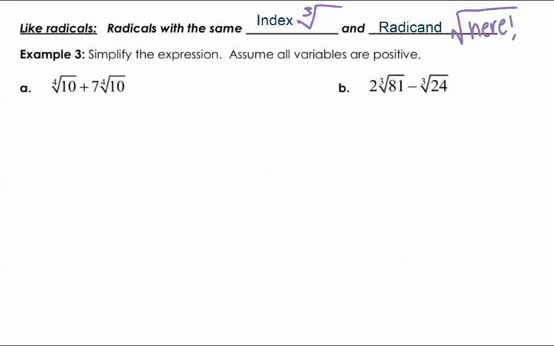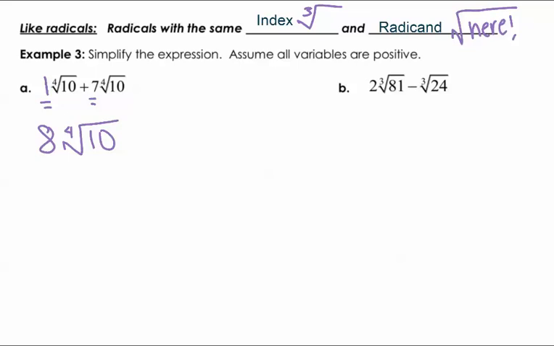So here in this first problem, we have like terms because we have both fourth roots and they're both tens inside the radical. So all you're going to do is pretend like you have a 1 coefficient here and then add 1 plus 7 to get 8 fourth root of 10. Now it's always a good idea to make sure that that radical is simplified and the fourth root of 10 doesn't simplify anymore, so that would be your final answer.